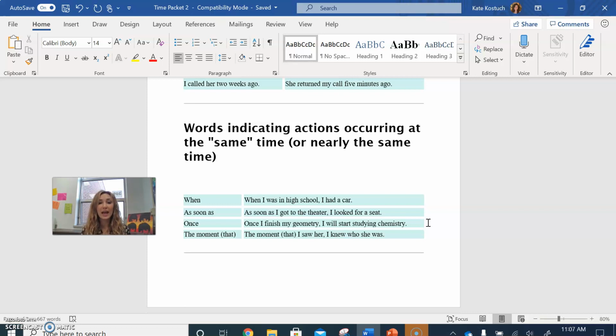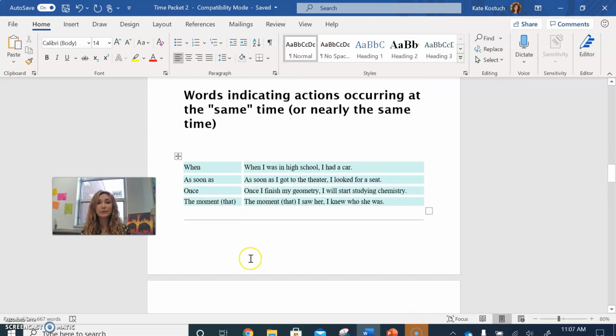The moment that. The moment that I saw her, I knew who she was. So as soon as it happened, that very second, that moment. So again, when, as soon as, once, the moment that. Many times you are going to use these at the very start of the sentence.